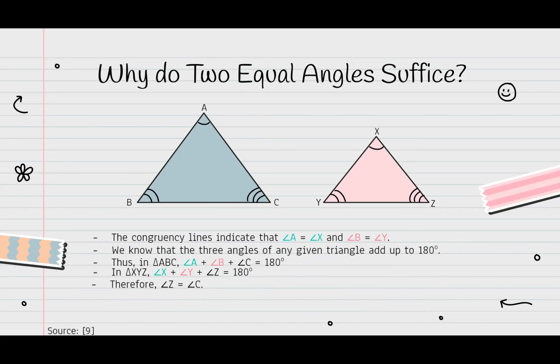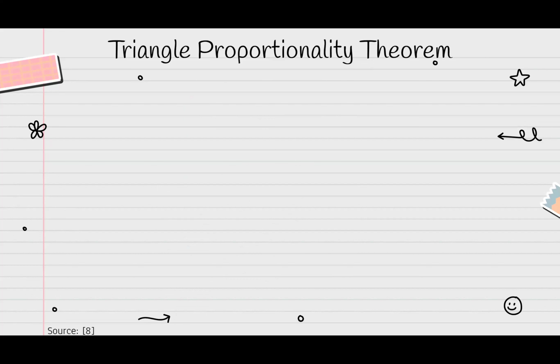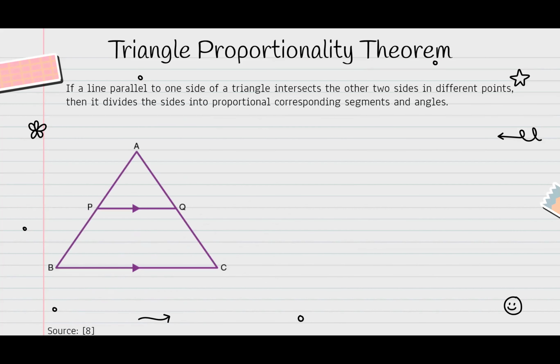So if we know that two angles of two different triangles are equal to each other, then all three angles must be equal to each other as well, and the triangles are similar. So then we have the triangle proportionality theorem, which states that if a line parallel to one side of a triangle intersects the other two sides in different points, then it divides the sides into proportional corresponding segments and angles.